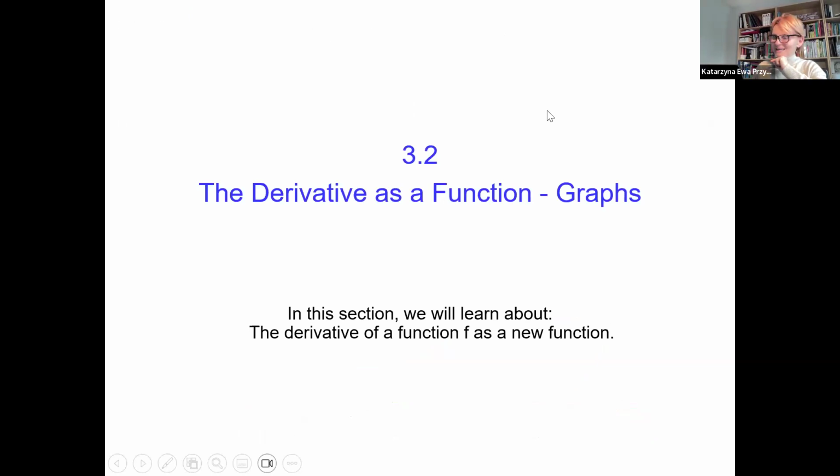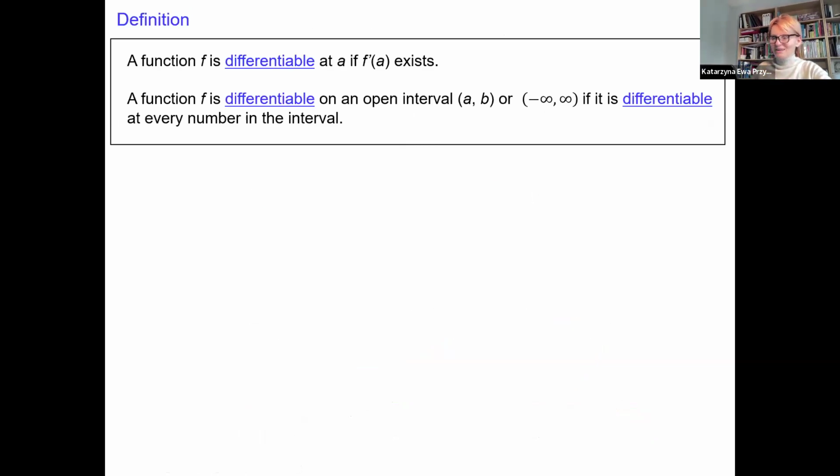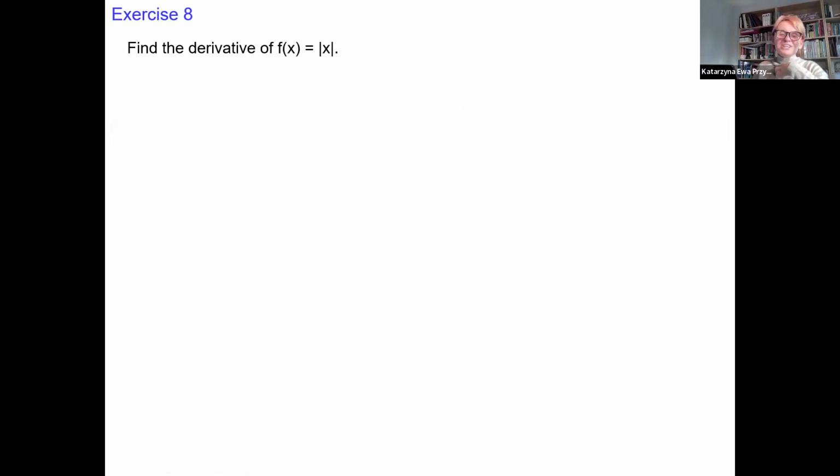You can do it. I want to look at a couple of extra things. A function f is called differentiable at a if the derivative exists. We know this from yesterday. It's differentiable on an open interval if it's differentiable at every number in that interval. Find the derivative of the absolute value of x. We did this yesterday, I think it was exercise 10 or 11. The derivative exists everywhere, but where does the derivative not exist? Please tell me.